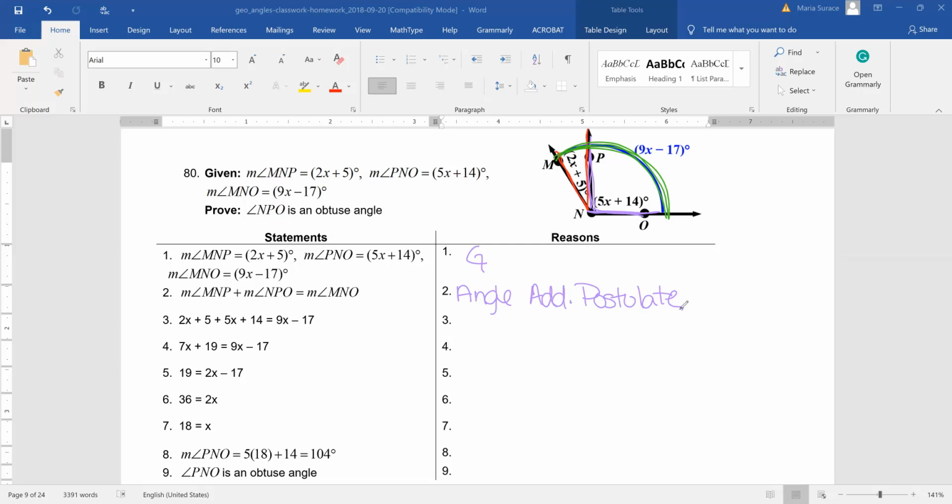So next, just like we did before, we are able to substitute each angle name for its equivalent expression that they gave it. So that means angle PNO can be replaced by 5x plus 14. Angle MNP can be replaced by 2x plus 5. And angle MNO can be replaced by 9x minus 17. The reason for it, once again, is because of substitution.